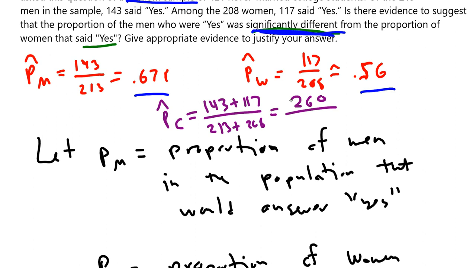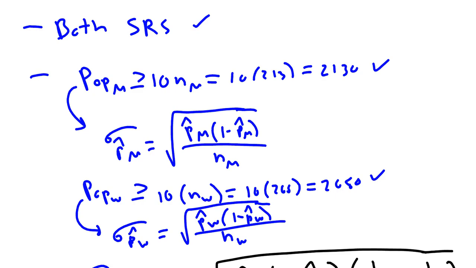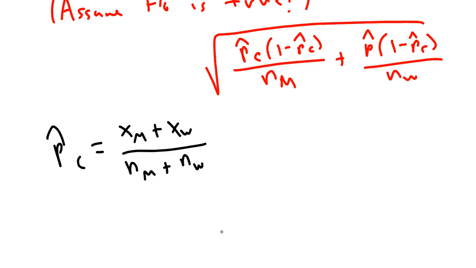So you get 260 on top, and on the bottom, you're going to get 421. And if we divide them, let's do that. You get 260 divided by 421. We end up getting 0.61. It looks like 0.618 when you round it. So that's going to be our p hat combined. So that's what it turned out to be in this case. It's going to be different in all problems, so 0.618.